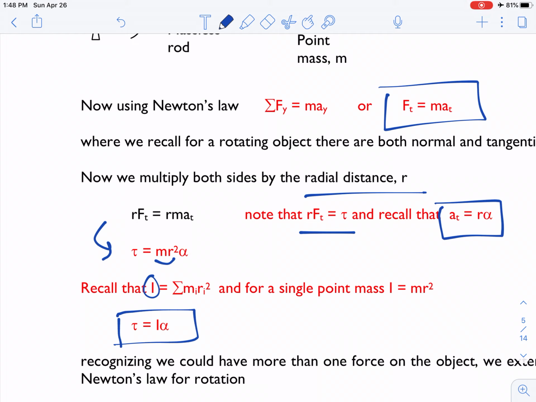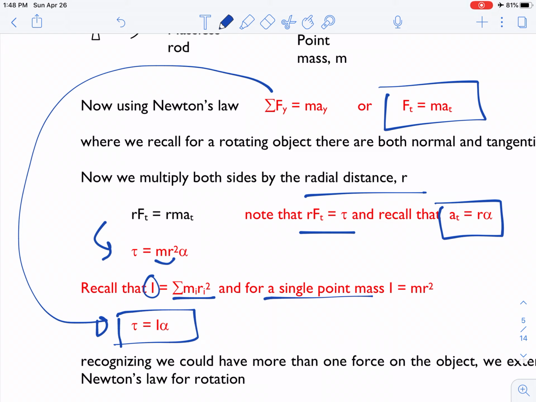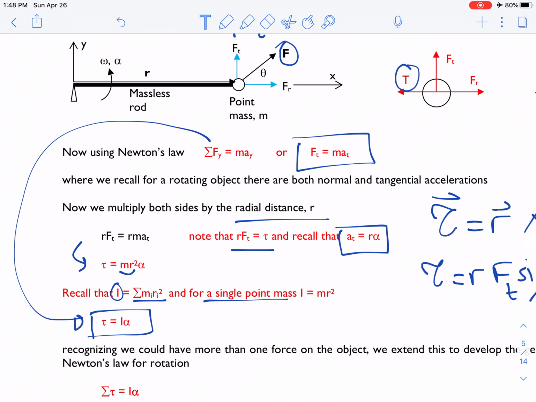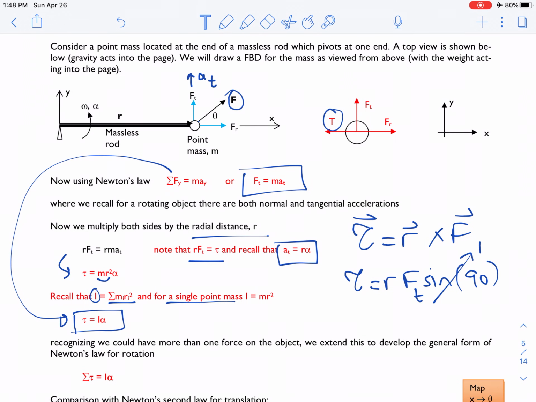Okay? And since we had a point mass, and this is true only for point masses, then you can convert it to the moment of inertia of a point mass in this problem. But the point is to get from Newton's second law, from the force and acceleration form, to the torque and angular acceleration form. Okay, and that's what we got. So this is our second law.